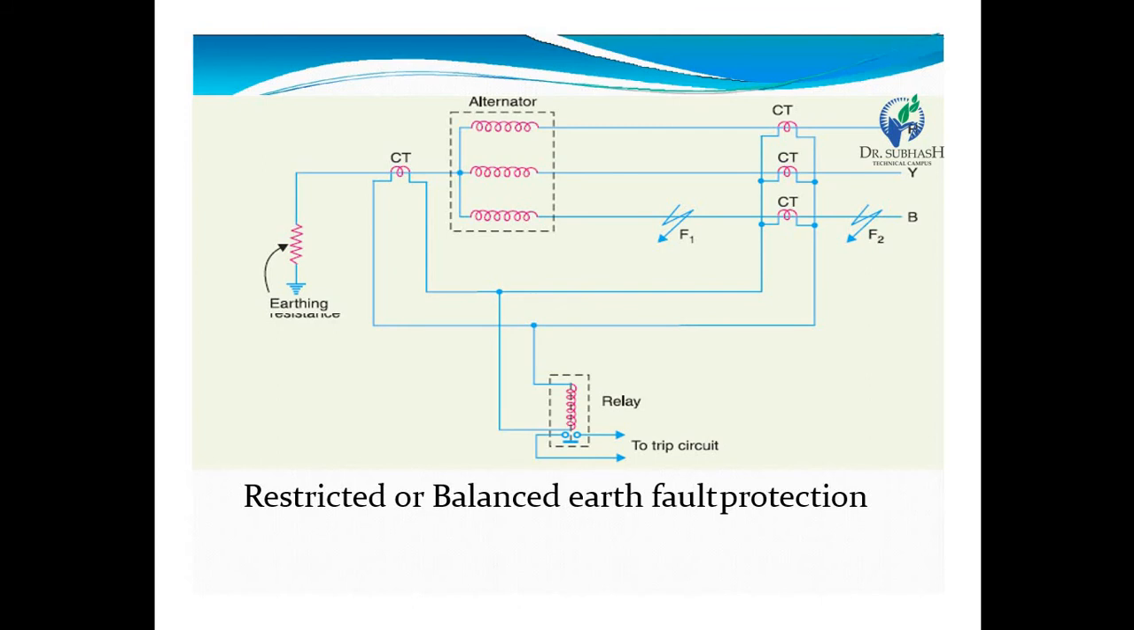CTs are connected in this type of winding and the relay is connected with those two pilot wires. An earthing resistance is also connected with the CT. If F1 or F2 occurs, F1 is an internal fault and F2 is an external fault, so the trip circuit will operate on that condition.